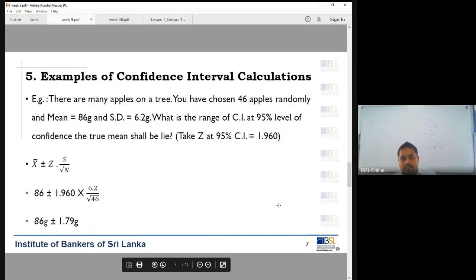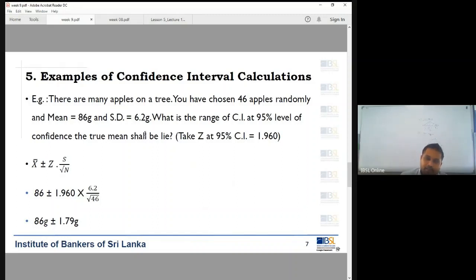Now let's see one of the examples that we can discuss here. There are many apples on a tree. One apple tree, many apples. You have chosen 46 apples randomly, and the mean weight is 86 grams. Standard deviation is 6.2 grams. That means, if we quickly go back to our previous discussions, 68% of the weights should be around 86 grams plus 6.2 grams, or 86 grams minus 6.2 grams.